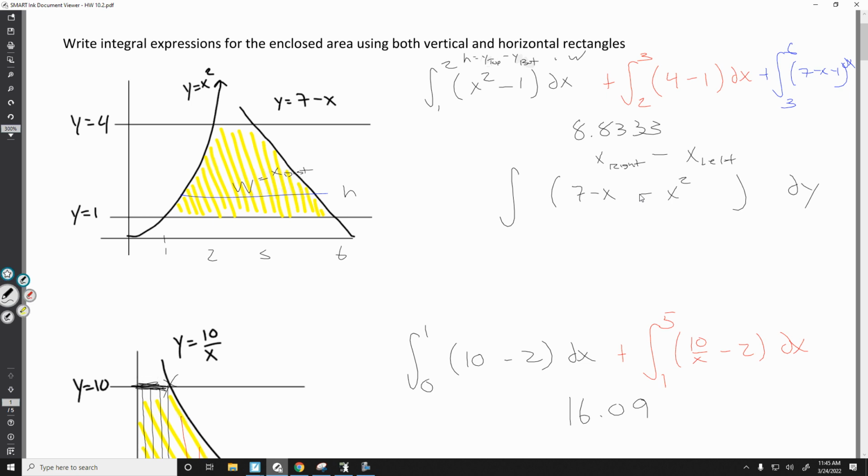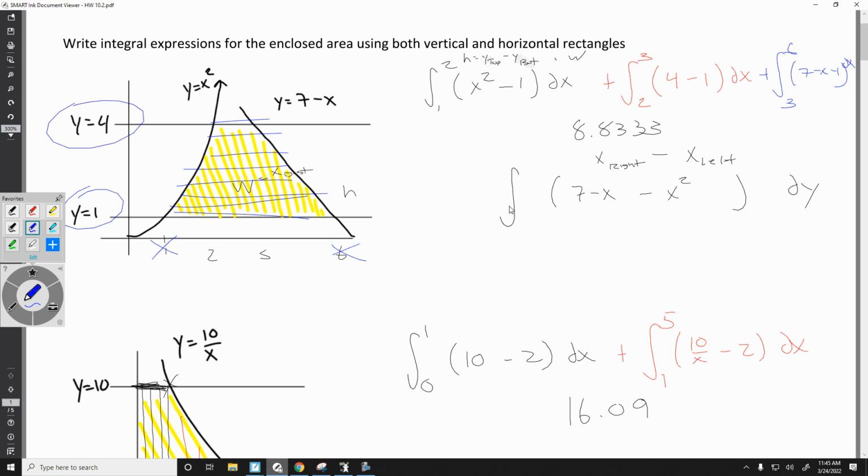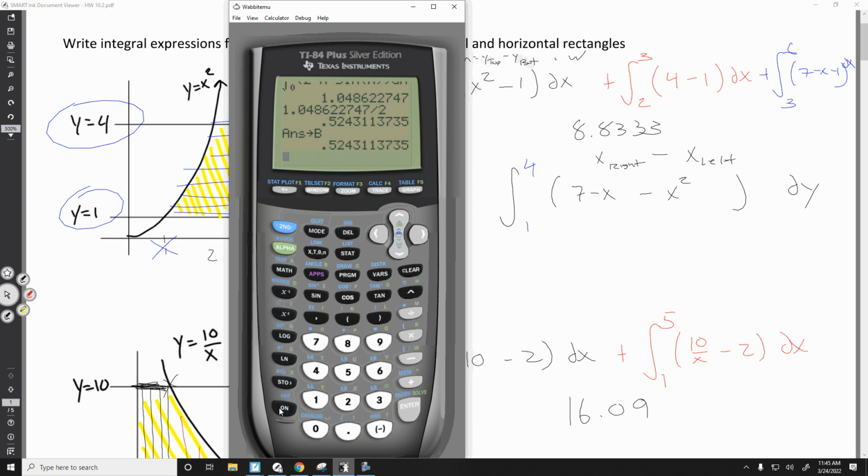Oh, wait. Well, let's just try this. What would these numbers be here? All right, good. A bottom to a top, that's a good understanding. So it's not 1 and 6. We are summing these horizontal things up from a bottom to a top. So 1 and 4. Now, if I type this into my calculator, I expect to get 8.8333. So I plug in math 9, I go 1 to 4, and I put my right, which is the 7 minus x, minus my left, which is the x squared. It's dy, but whatever, I'm just going to use dx, and I get that. Oh, that's not right.